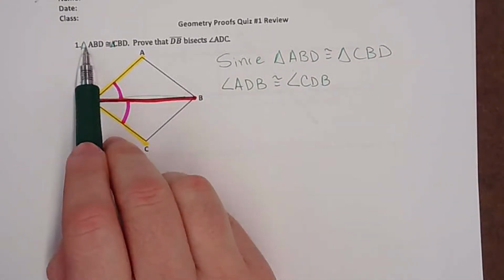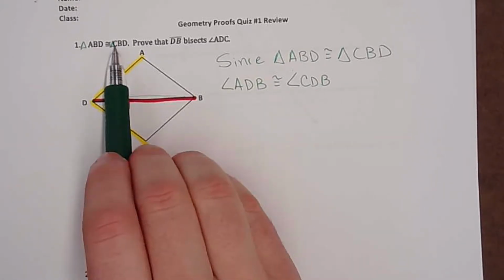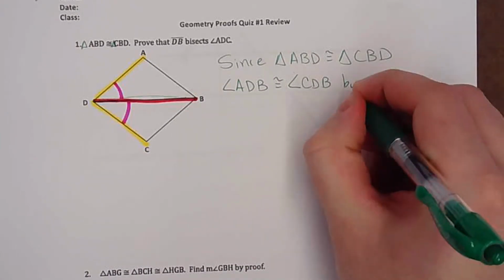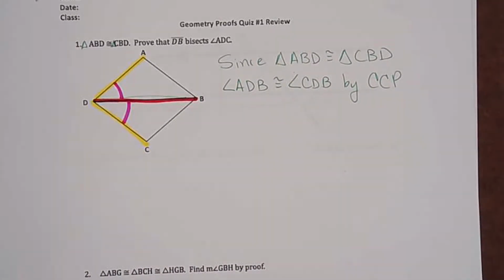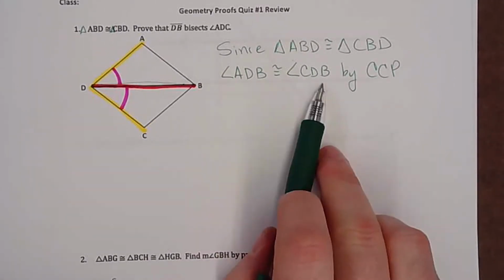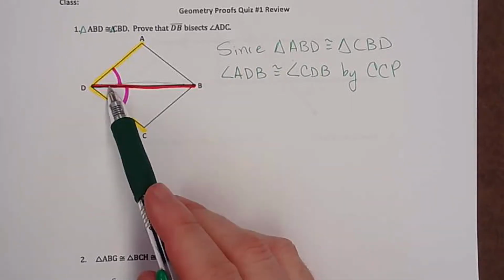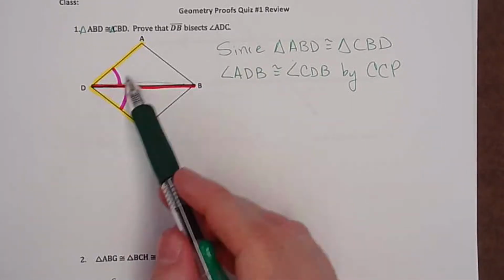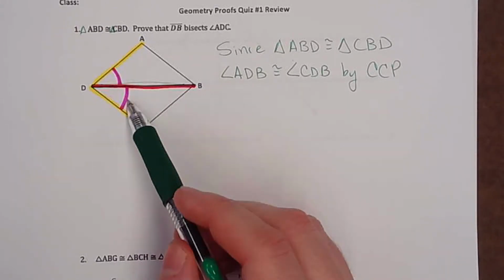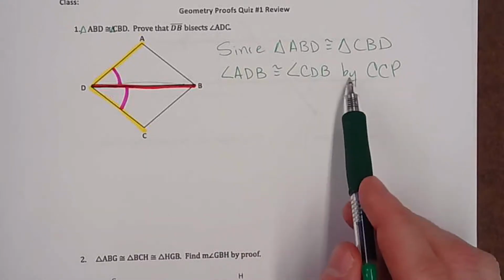Because ADB is in the same order as CDB, first, third, middle, first, third, middle. So I know that by CCP. Ringing a bell? Grace? Wonderful. So, the reason I wrote that, because all these parts are congruent, right? This angle is congruent to this angle. These angles right here. But I don't need that. What I need to prove is that this angle and this angle are congruent, right?